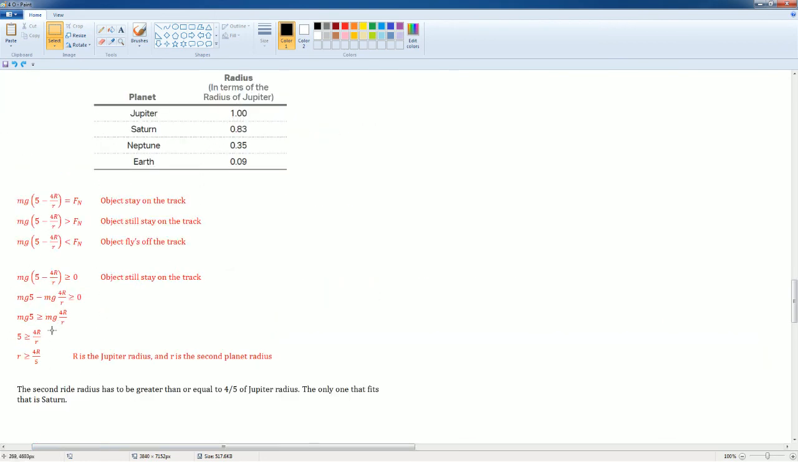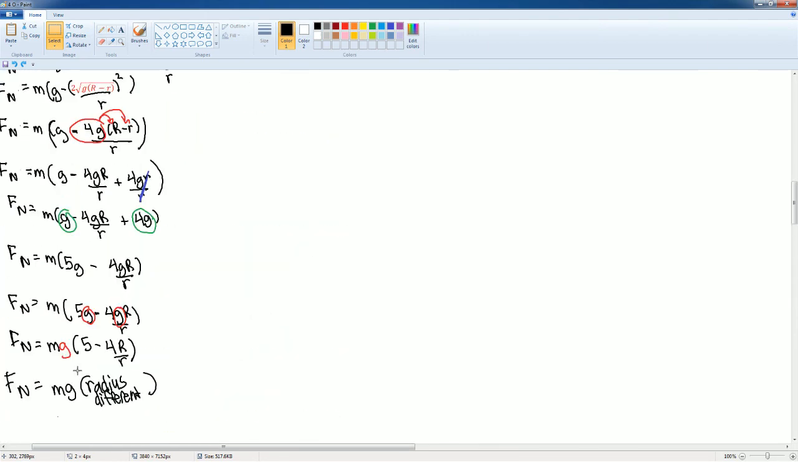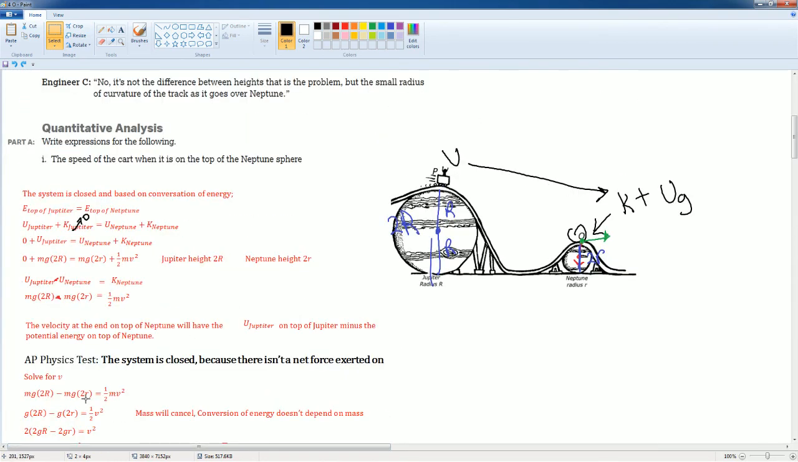All right, but here's the derivation if you want to see it. Okay, there you go. That's everything that you need to know about 4.0.